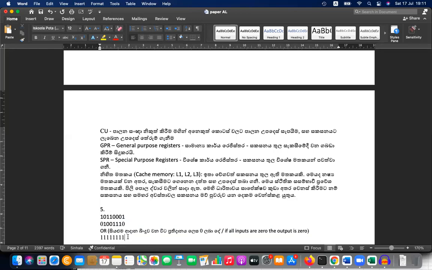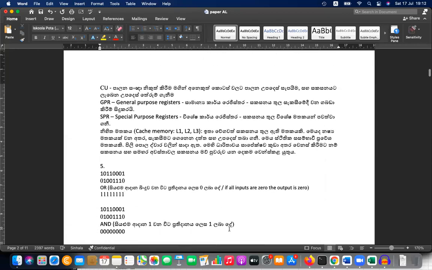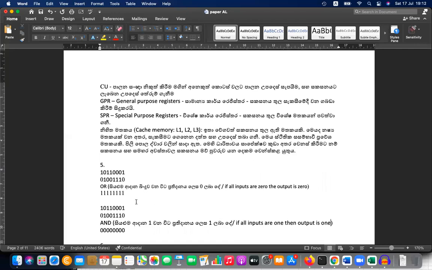Okay, AND gate. What is the speciality of AND gate? If all inputs are 1, the output is 1. Yes, if all inputs are 1, the output is 1. If you don't know, my recommendation is please write this down because it is very important. If all are 1, the output is 1.